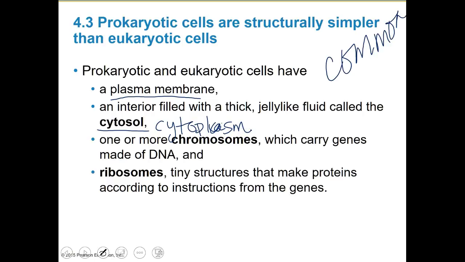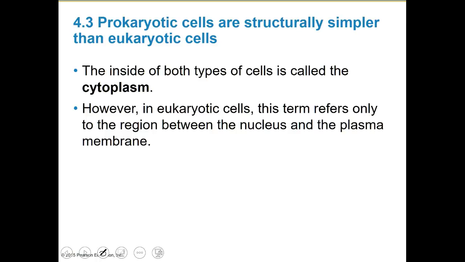Okay, cytoplasm is the same as cytosol for our intents and purposes. We're going to have some chromosomes or some kind of DNA, some genetic material in there, and then ribosomes. So these are the only things they have in common. 1, 2, 3, 4 things they have in common. Membrane, cytoplasm, chromosomes or DNA, and ribosomes. That's it. Okay? All right, so inside both types of cells is cytoplasm.